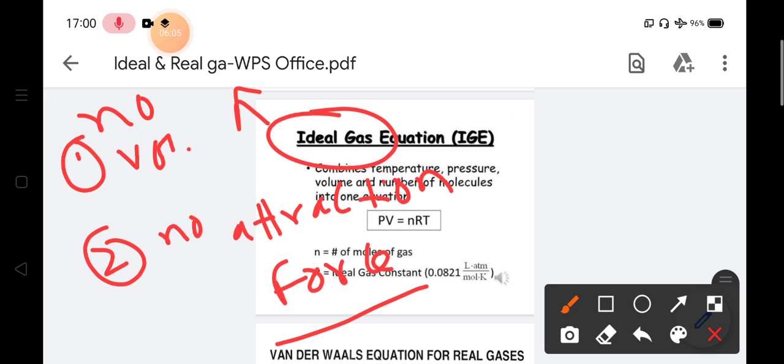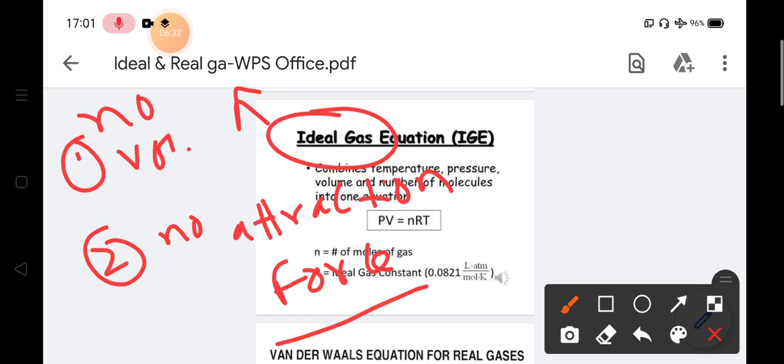These two things are correct for the ideal gas, and these two things are assumed by us. For the ideal gas there is no volume for the particles, so the particles are only point masses, and also there is no attraction force between two particles, that is, no interparticular attraction force in the case of ideal gases.